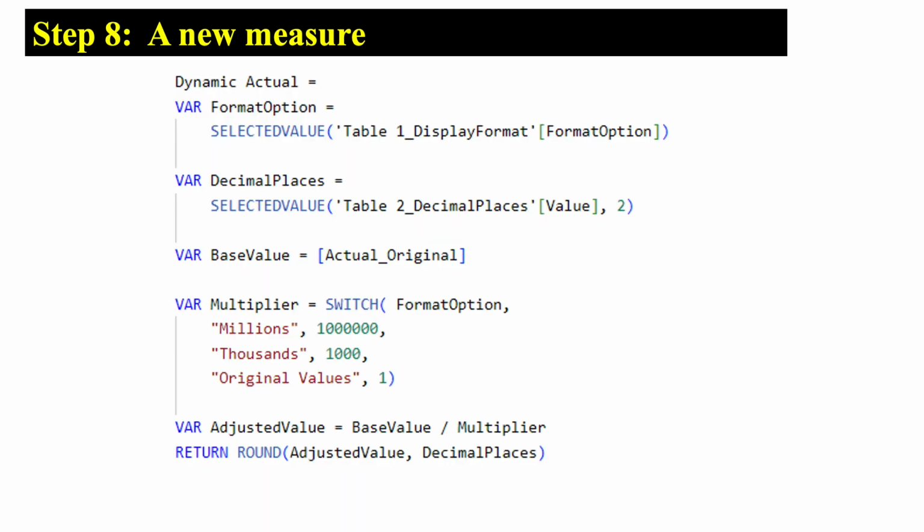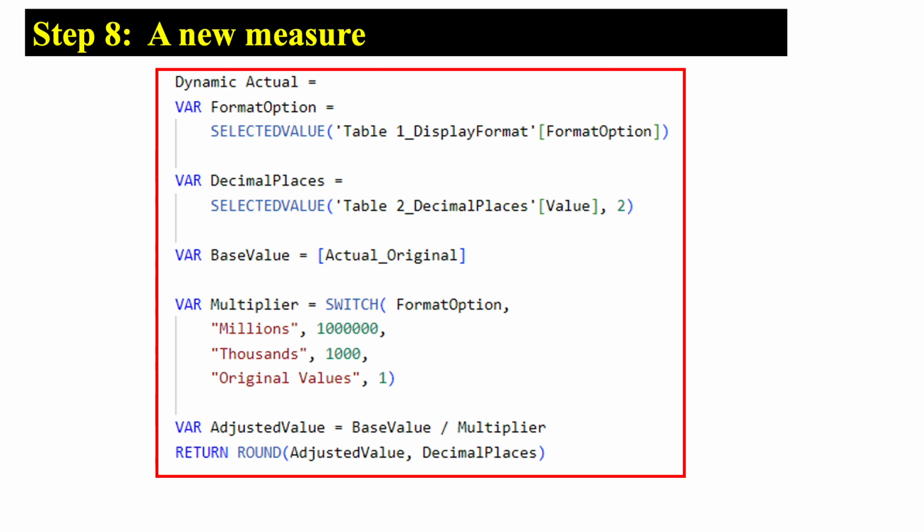Step 8. We're going to create a measure called dynamic actual. This is the overall DAX formulas for it, but we're going to break them down and talk about each section at a time.